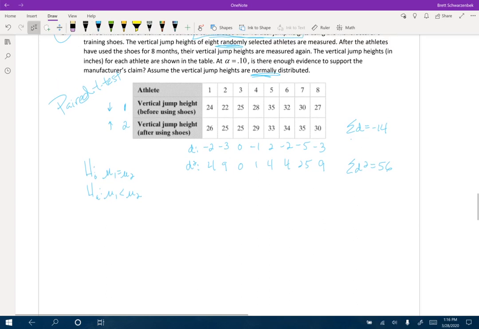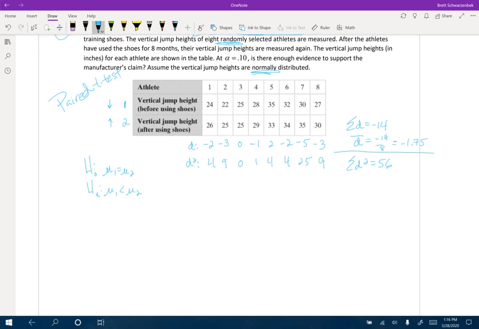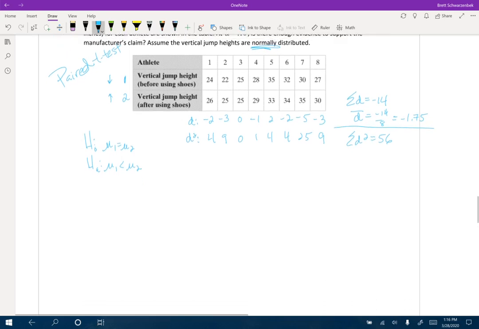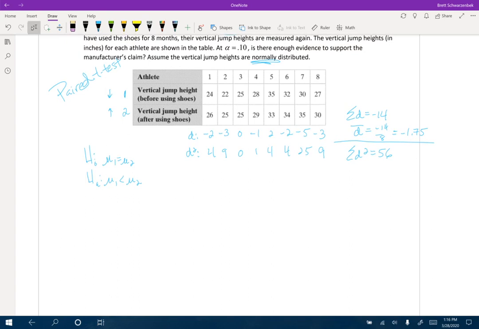Also, once we know this, we also need to know d bar. So d bar, there are 8 athletes, so we're going to do -14 divided by 8, which is going to give us -1.75. Okay, so that's everything we need in order to accomplish what needs to be found. Recall that we can't find t yet. We first have to find the standard deviation of the difference.